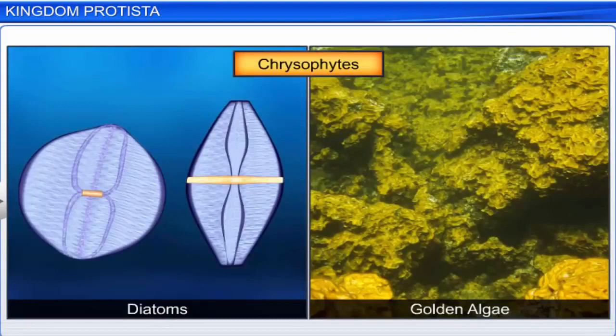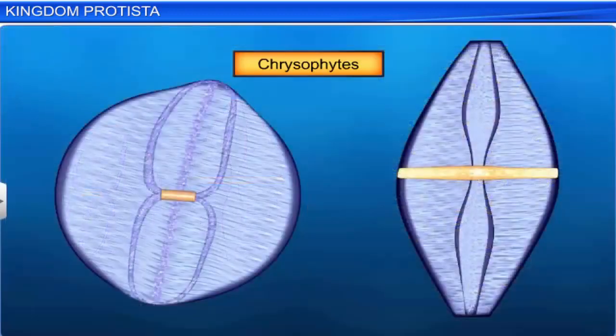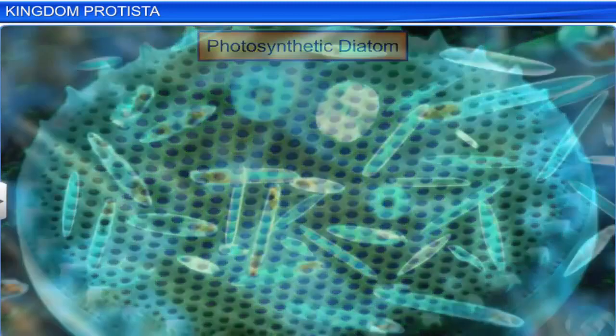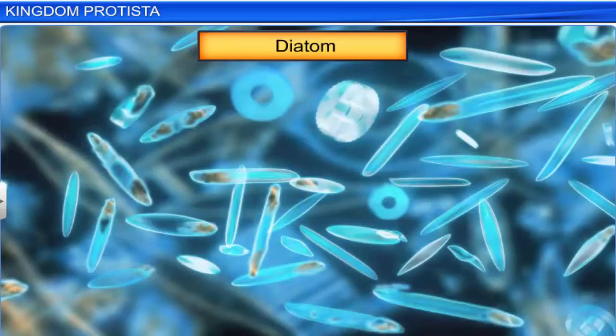Chrysophytes include diatoms and golden algae or desmids. They are microscopic and float in great numbers in both freshwater and saline water. Also, they are mostly photosynthetic. Diatoms are known as chief producers in the oceans.